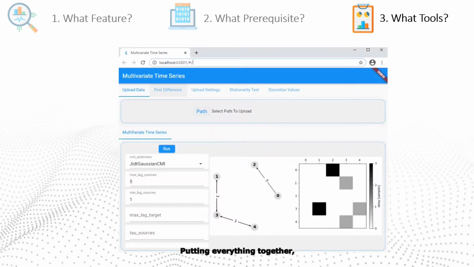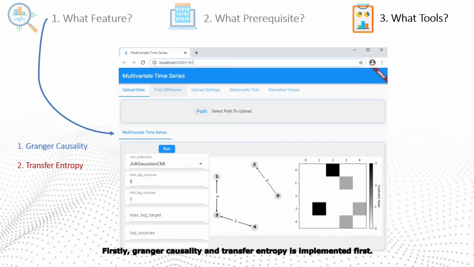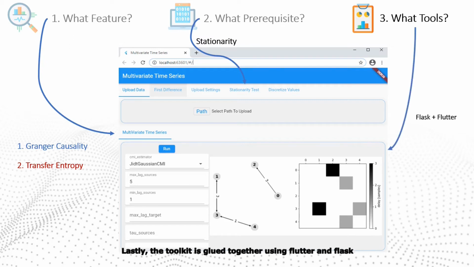Putting everything together, firstly, Granger Causality and Transfer Entropy are implemented. However, to ensure data readiness, a set of stationarity tests are also included in the system to ensure reliability of our causality tests. Lastly, the toolkit is glued together using Flutter and Flask.